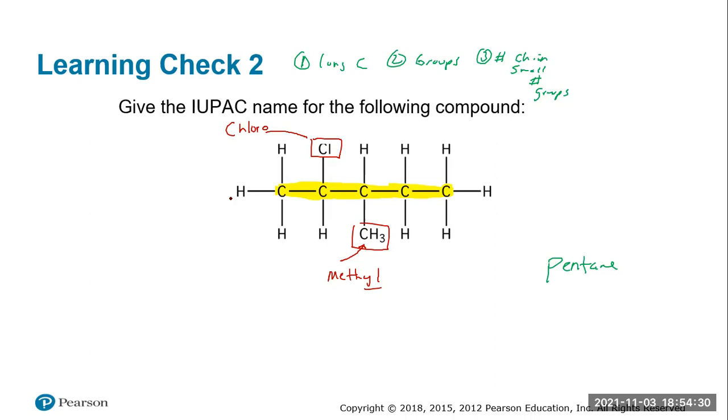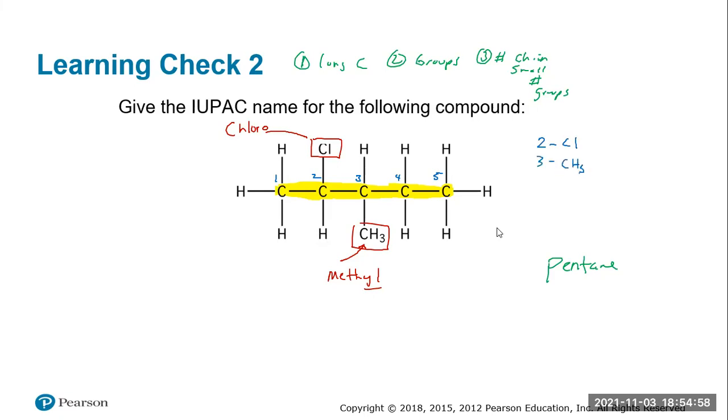So we really have 2 ways that we could go. We can number left to right. So if we number left to right here, this would be carbon 1, this would be carbon 2, this would be carbon 3, carbon 4, and carbon 5. And going in this direction, we would have a chlorine at carbon 2 and a methyl at carbon 3.